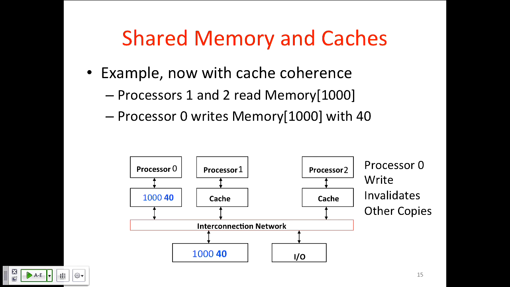And that will matter when these others try to read that location. They're going to get a miss, go to memory, and get the new version. Okay, so that's the standard way people do it, and this is called a write-invalidate protocol. So writes invalidate the versions in other caches.